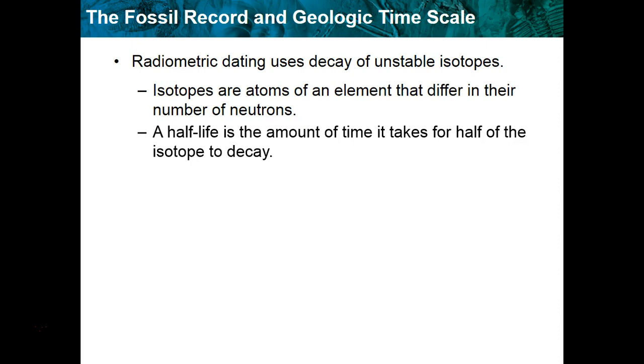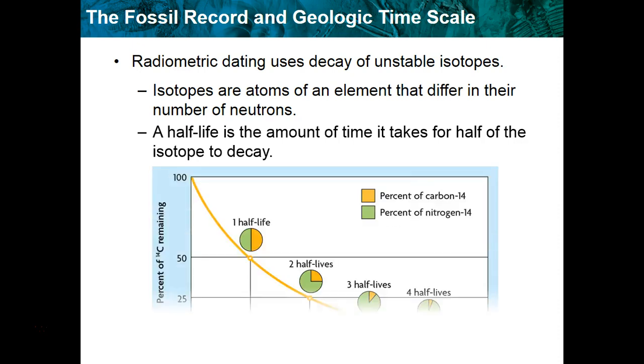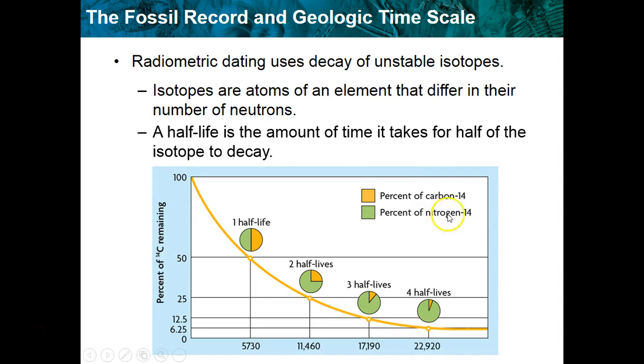What we look at when doing radiometric dating is the half-life. The half-life is the amount of time it takes for half of the isotope to decay. So if you know the percentage of carbon-14 in the particular specimen that you have, or the fossil that you have, you can figure out how old it might be, because we also know how long it takes for half of the carbon-14 that exists to decay into something else.